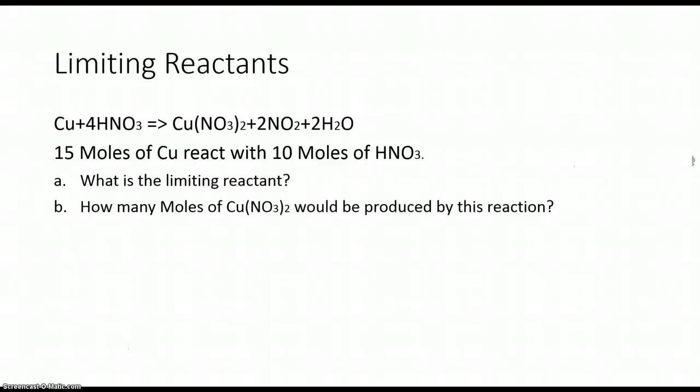And now for limiting reactants. So the problem is 15 moles of copper react with 10 moles of nitric acid. First of all, what is the limiting reactant, and how many moles of Cu(NO3)2 would be produced by this reaction?